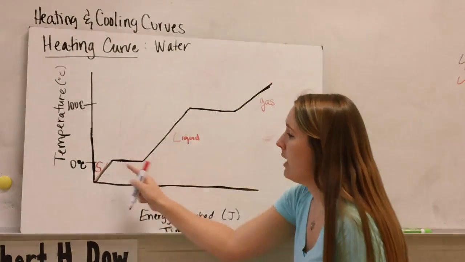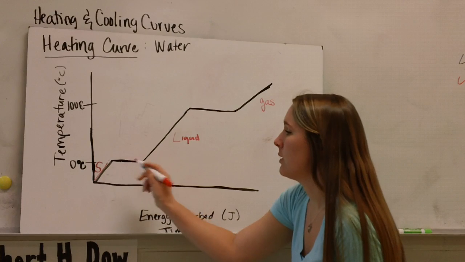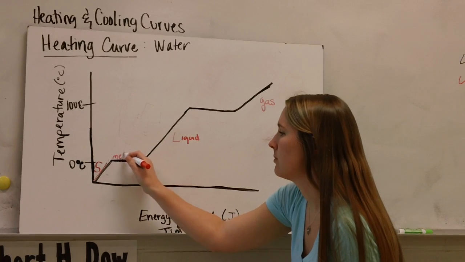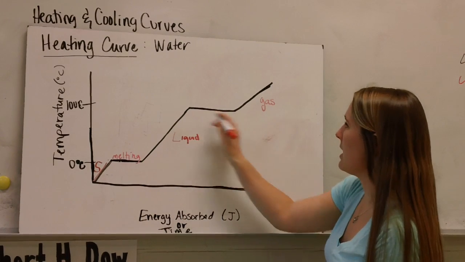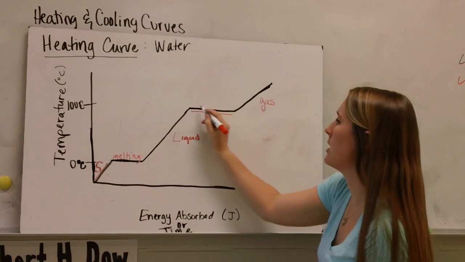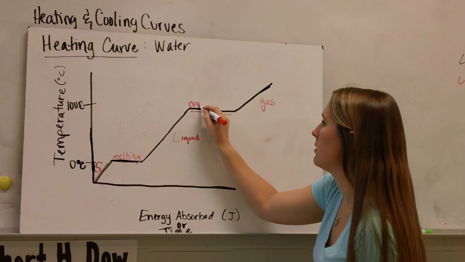Now, on these phase changes, because we're going from solid to liquid, this is melting. And the phase change between liquid and gas along this entire line, this is evaporation.